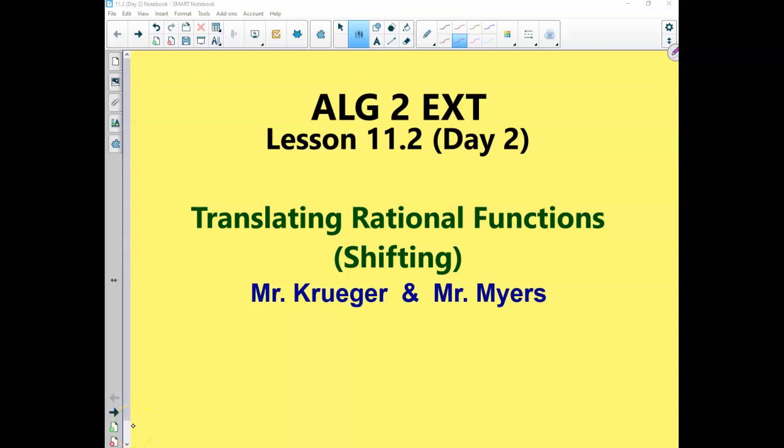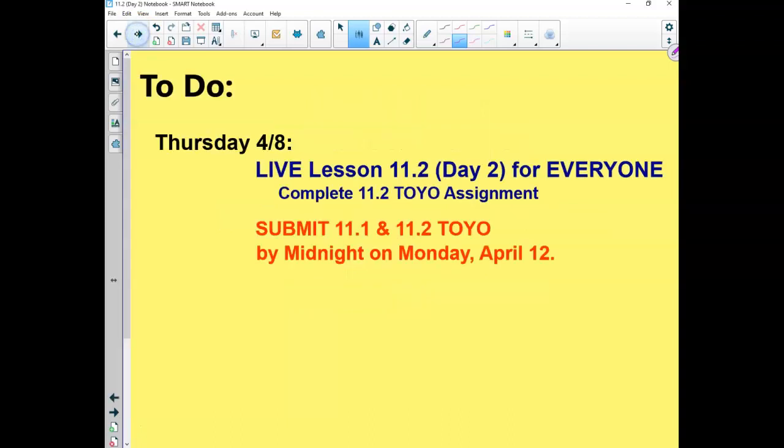Day 2 of lesson 11.2, rational functions, translating. We're going to be shifting them today. Today we're actually going to be graphing them. So the big important part is the first thing you're going to want to find before you graph these things: vertical and horizontal asymptotes.